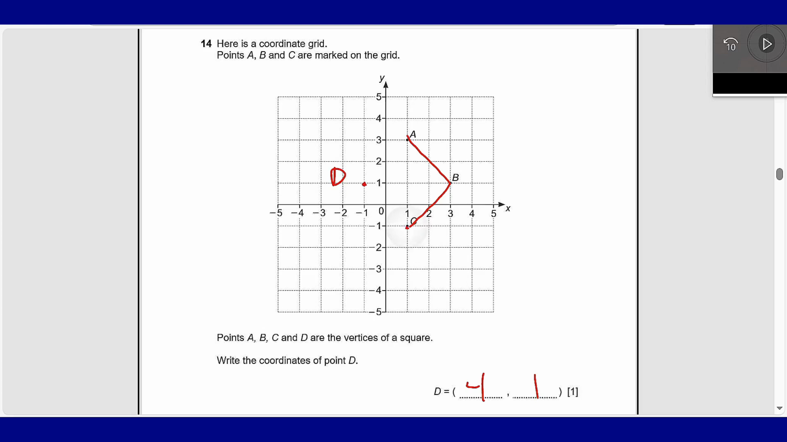You see that side CD is parallel to side BA. So from C, to find the location of point D, we have to refer to B. B moves 2 steps left and then 2 steps up to get A. The same way we apply from C: we move 2 steps left and 2 steps up. So that's how we got point D, (-1, 1).